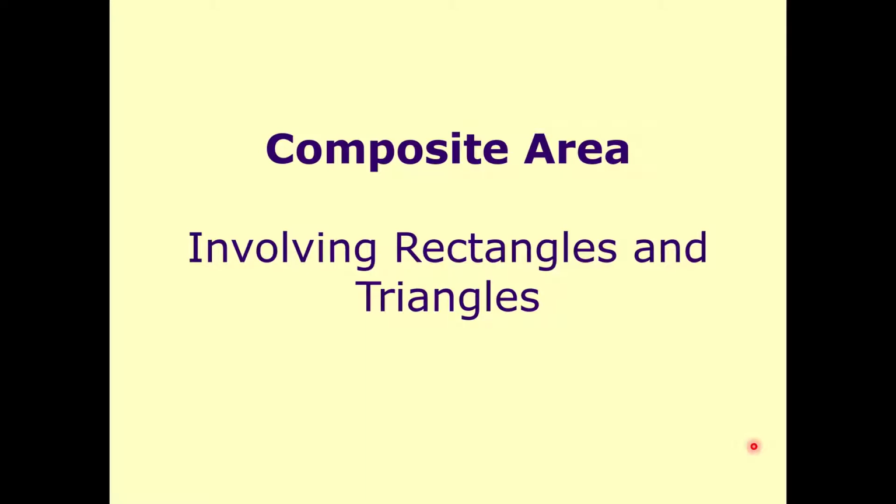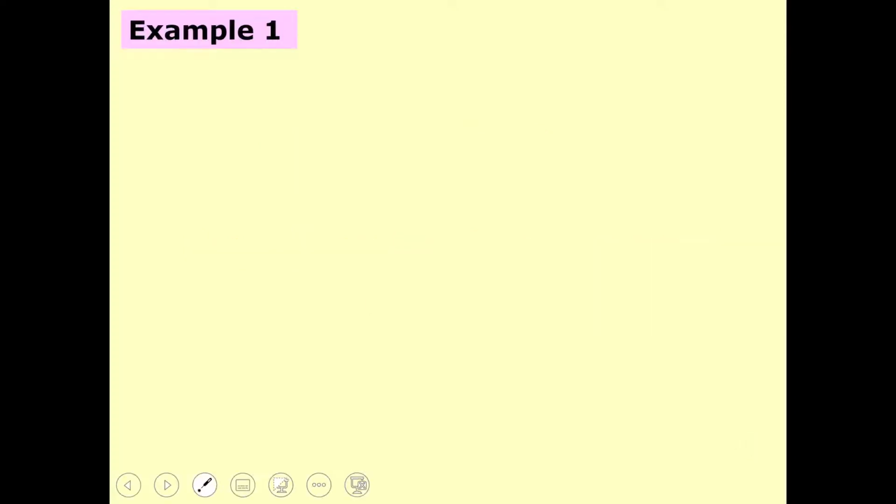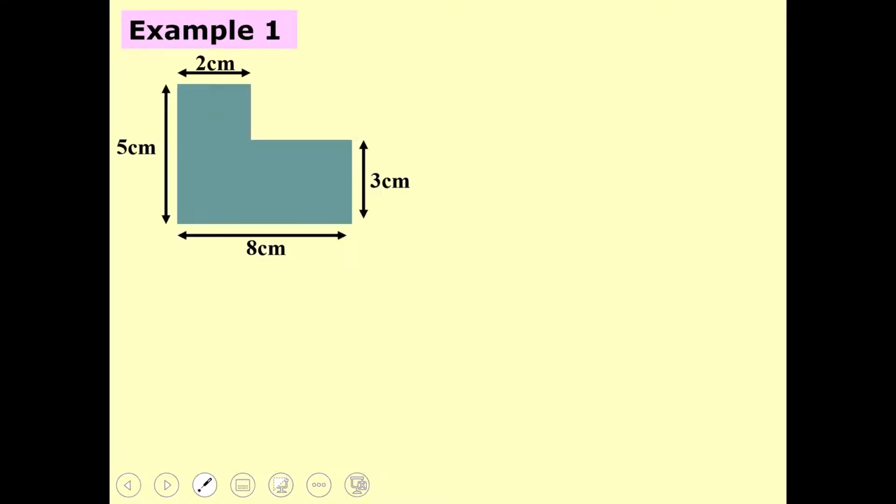So we're going to be looking at composite area today, and composite area of shapes involving rectangles and triangles. Just a reminder, a composite shape is a shape that is made up of more than one other shape. So for instance, if we have this shape here, it doesn't have a name because it's not a particular shape, but it is a shape made up of two rectangles.